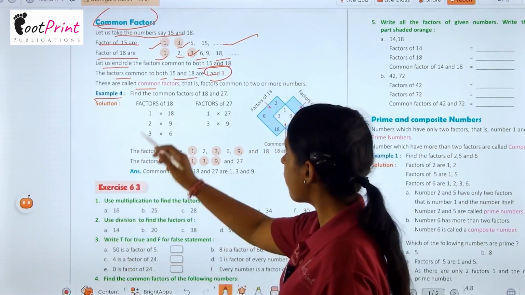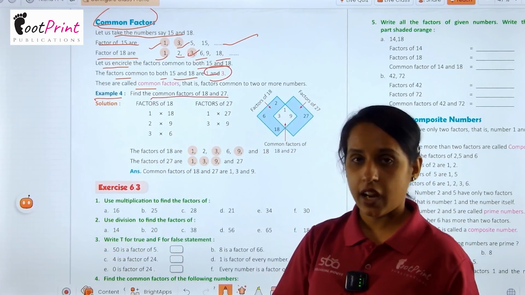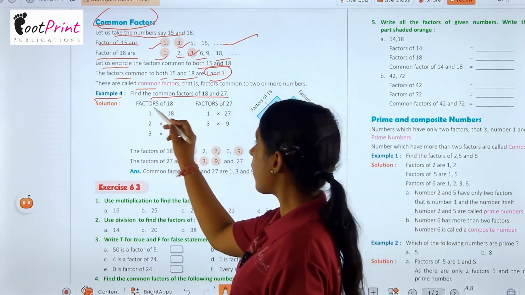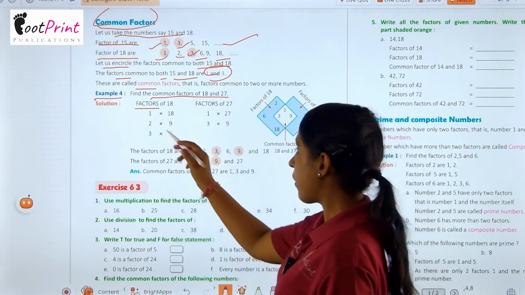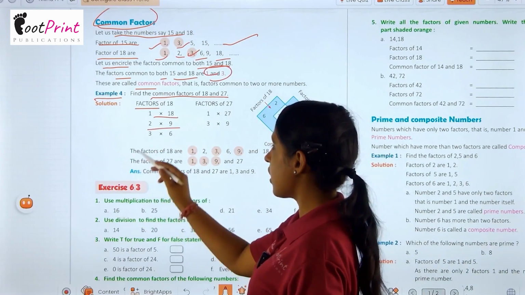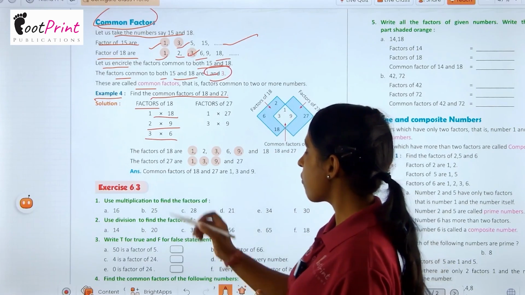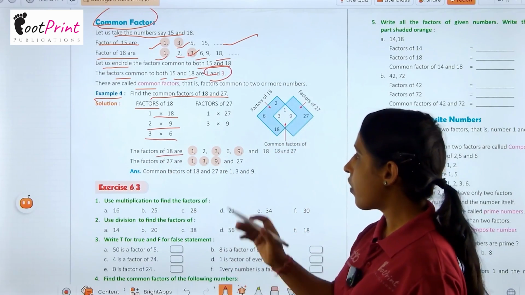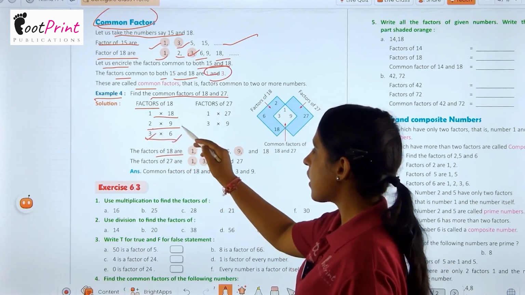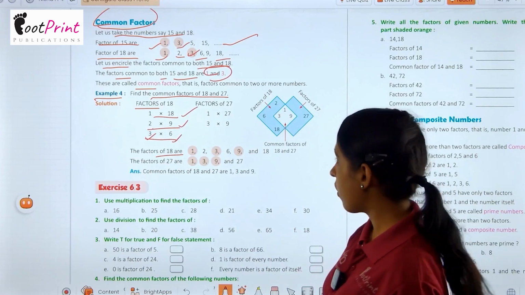Example 4. Find the common factors of 18 and 27. So first we have to find out factors of 18. 1 into 18, 2 times 9 is 18 and 3 6s are 18. It means factors of 18 are 1, 2, 3, 6, 9 and 18. Okay.